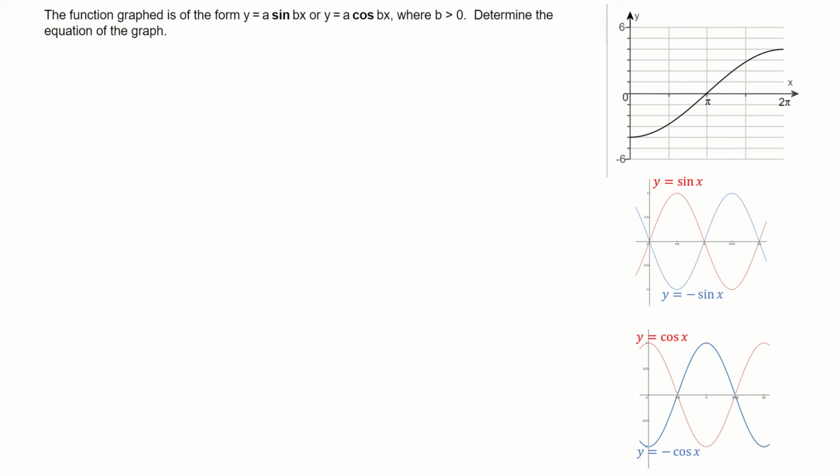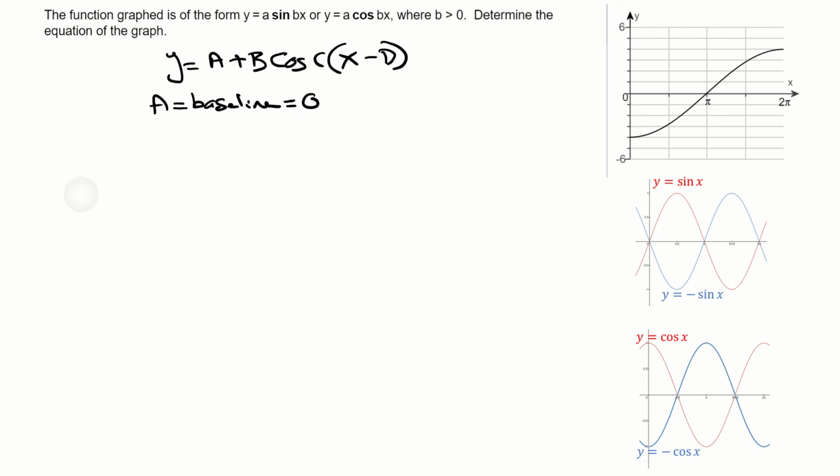The standard form, if you recall, was y equals a plus b cosine of c times x minus d. Now a here is the baseline, which we can see in this graph. It's the same as the baselines for these two graphs, which is basically the x-axis, also known as y equals 0. So we know that the baseline is 0.